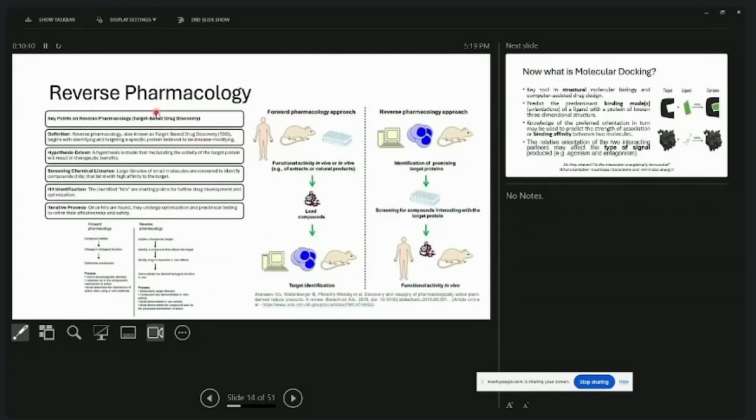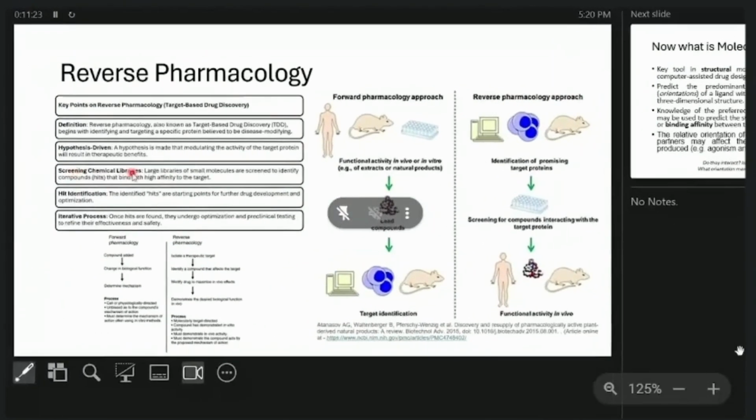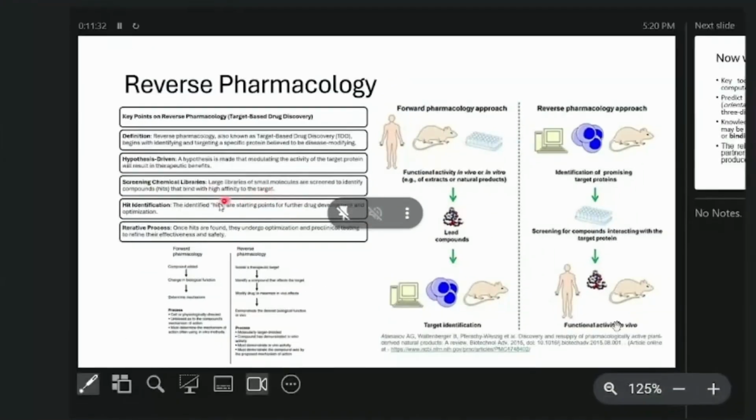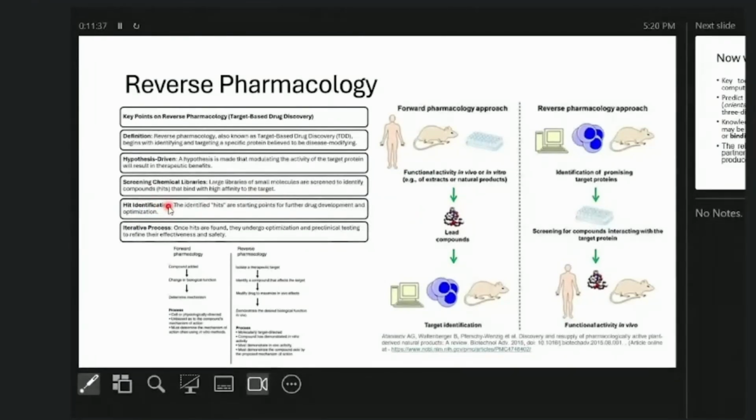In molecular docking, usually we follow a reverse pharmacology approach, which is a target-based approach. We identify proteins. We usually have a couple of candidate compounds, and we screen several compounds for whether they interact with the target protein or not, and how favorable such interaction is. We then assess the functional activity in in vivo models. In forward pharmacology, we simply assess the activity of, for example, such enzymes or proteins in diseased models, and we can identify it as a target. So in molecular docking, we follow this reverse pharmacology approach. We screen chemical libraries: large libraries of small molecules or candidate drugs are screened to identify compounds that bind favorably and with high affinity to the target. We usually have this kind of hit identification. We could have hundreds of compounds, and then we can shortlist them to 10 and compare them.